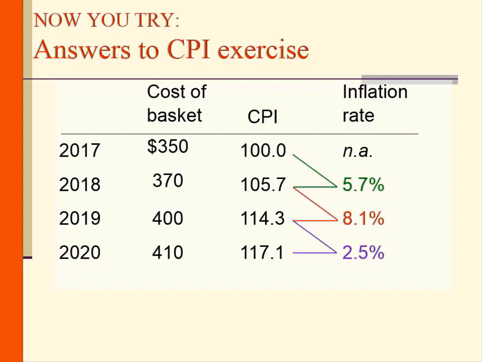So note that whenever you calculate the inflation rate, you're using the previous period's proxy for the price level. So you use the previous year's CPI number to calculate the percent change in prices, or CPIs, as a measure of the inflation rate for each of the years, as you see here.